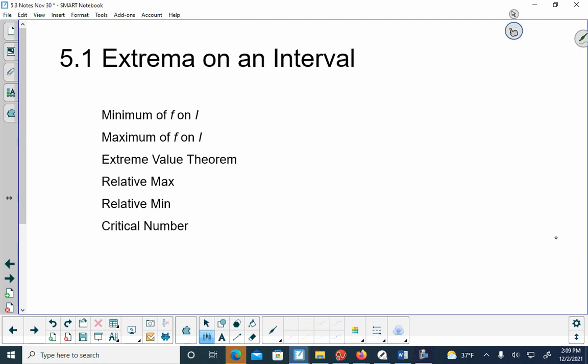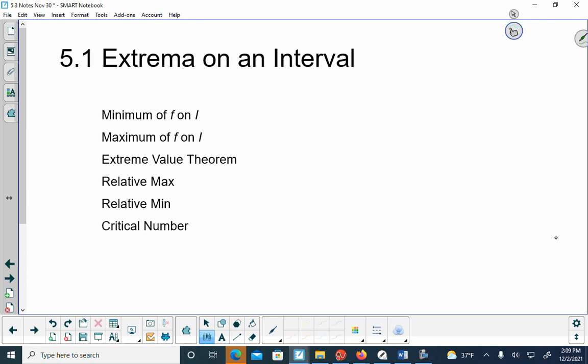So 5.1 introduced the concept of minimum and maximum on an interval, on a closed interval, and on an open interval. Then we did the extreme value theorem. Does anyone remember what the extreme value theorem said? The extreme value theorem said that if you are in a closed interval, then you are guaranteed to have an extreme max and you're guaranteed to have an extreme min. It's when you have the open interval where you have one side that isn't.